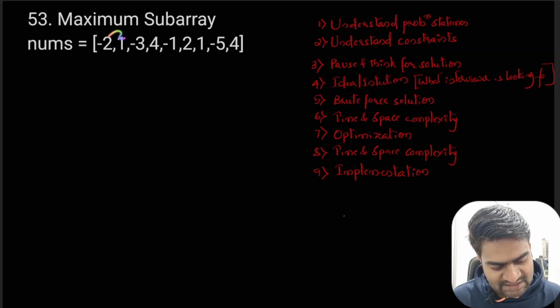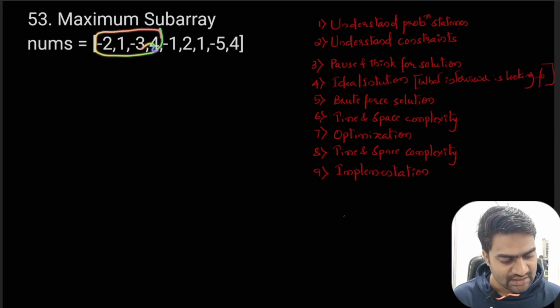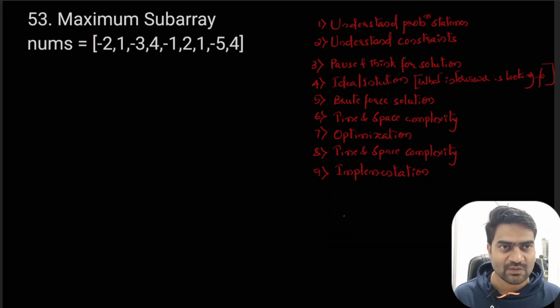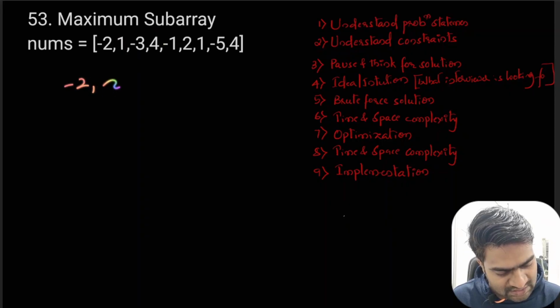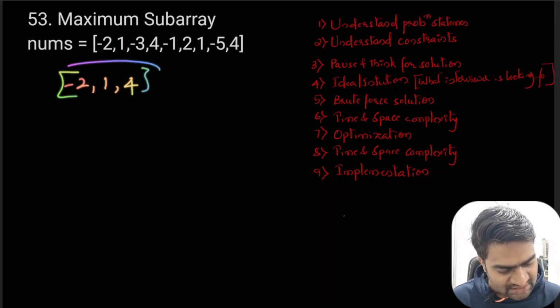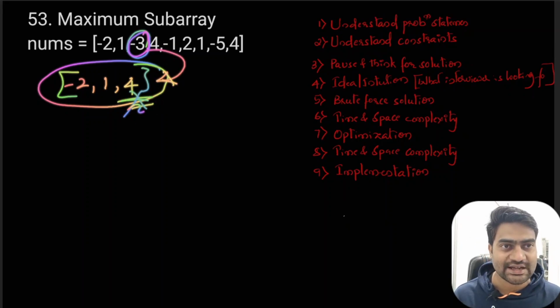In this case, minus 2 is one subarray, minus 2 1 is another subarray, minus 2 1 3 is another subarray, minus 2 1 minus 3 4 is another subarray, and the entire array can also be considered as one subarray. Similarly, 1 is another subarray, 1 minus 3 is another subarray, 1 minus 3 4 is another subarray. It cannot be like minus 2 1 and 4, because here you can see a number is missing in between, so we cannot call this a subarray.